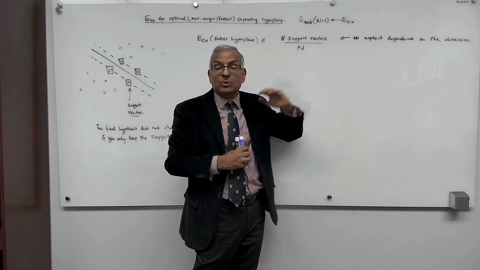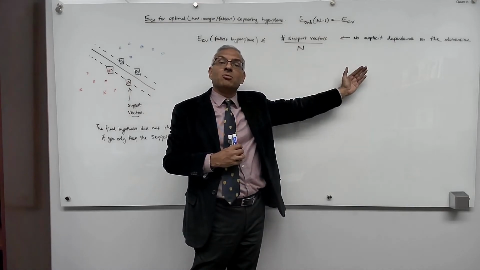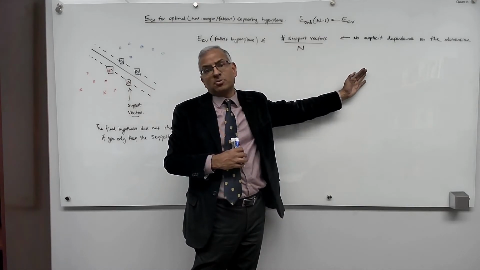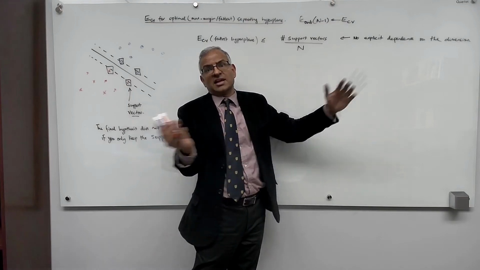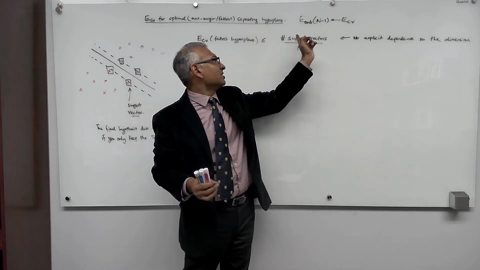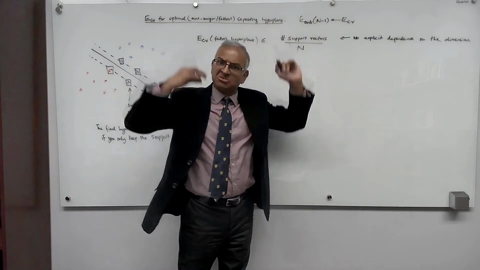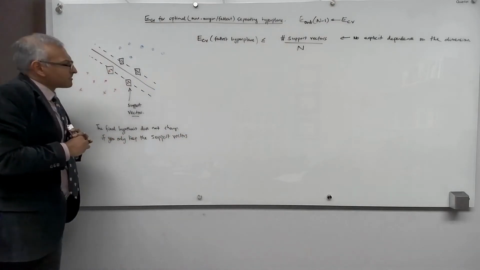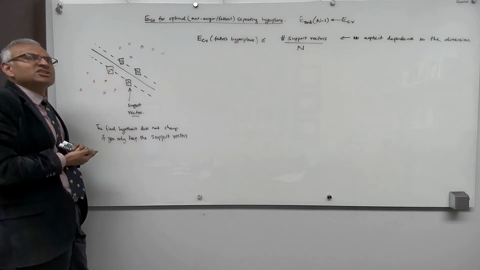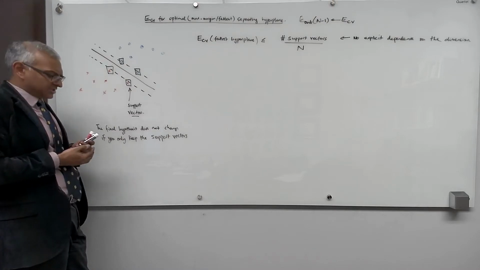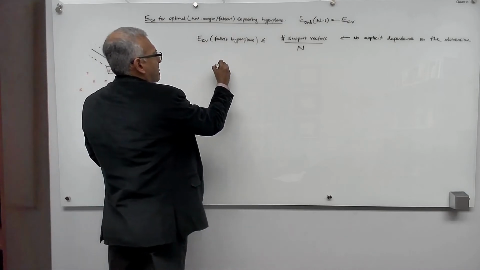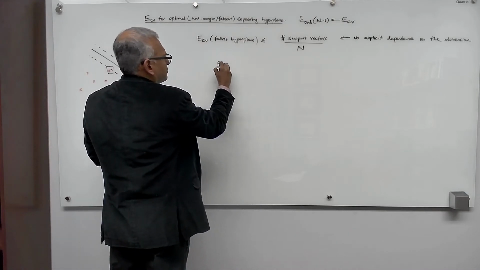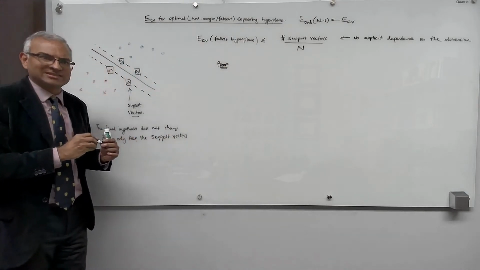This suggests that we can go to higher and higher dimensions and perform learning as long as the number of support vectors is under control. If we have enough data and the number of support vectors is under control, our out-of-sample error is under control. So let's prove this miracle of the day, stunning result. Proof. And the proof is not hard, even though the result is quite stunning.